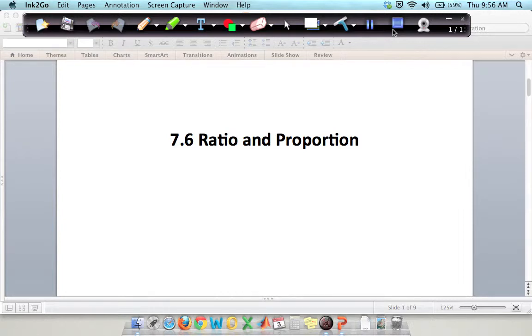Okay, we're going to look at 7.6 and 7.7. This used to be one section, and the new book has divided it into two, but we're still going to learn it together. So let's start with 7.6, ratio and proportion.